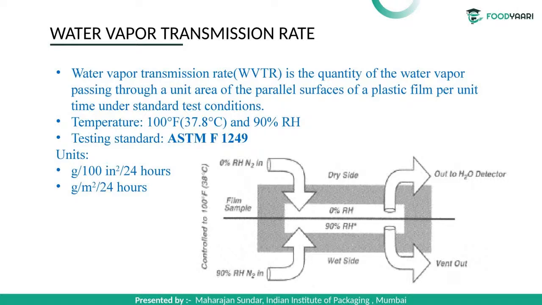The setup is completely the same, but on one side it is water vapor. One side, the lower side of the film, will consist of 90% relative humidity humid nitrogen gas, and above it is dry nitrogen gas with 0% relative humidity. After 24 hours of the test conditions, the gas will be let out.